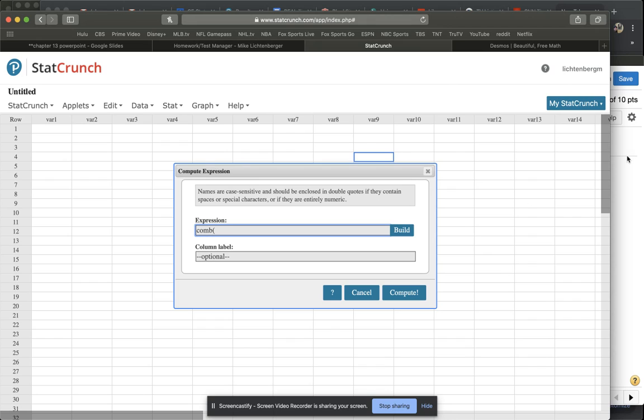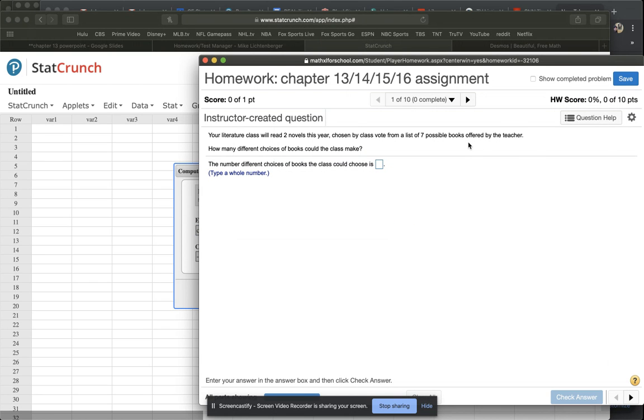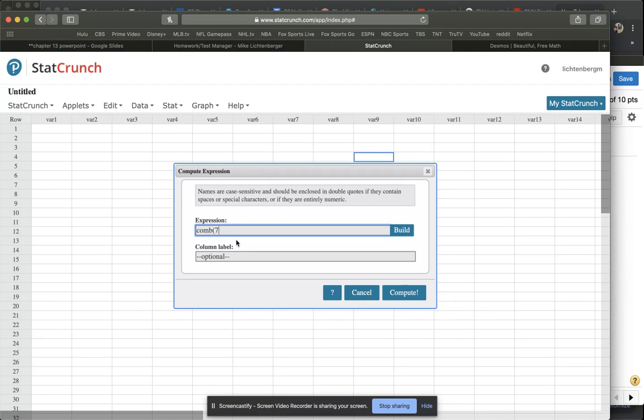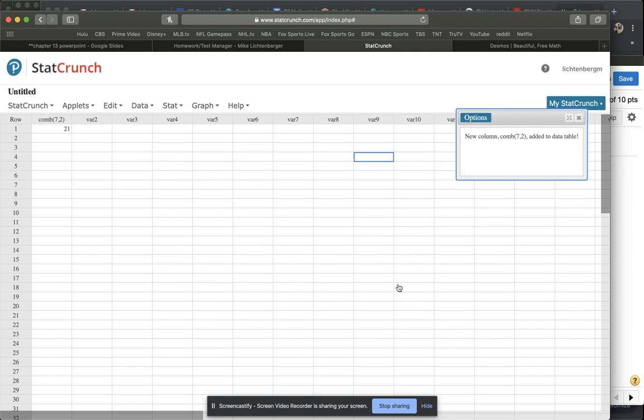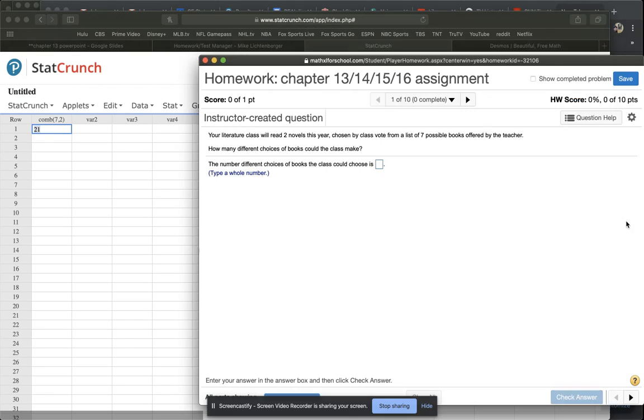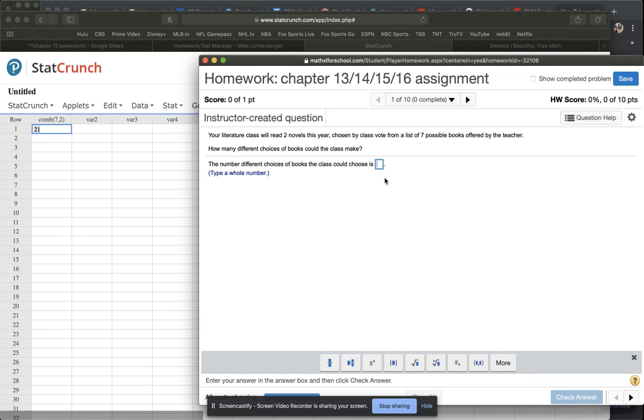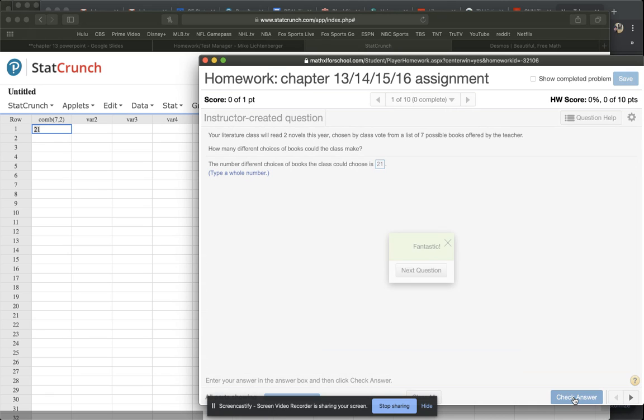And let's go back to the question for a second. There are 7 total books, and we're going to choose 2. So I'm going to go 7, 2. So 7 total books, 2 that I'm choosing. And I compute that, and let's see. I get an answer of 21. So the number of different choices of books the class could choose is 21.